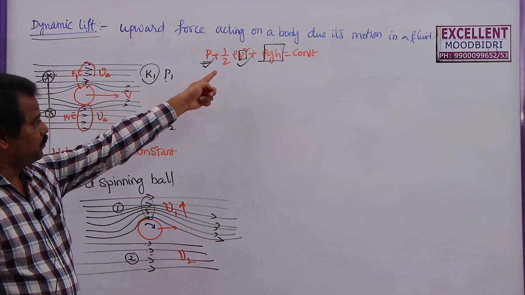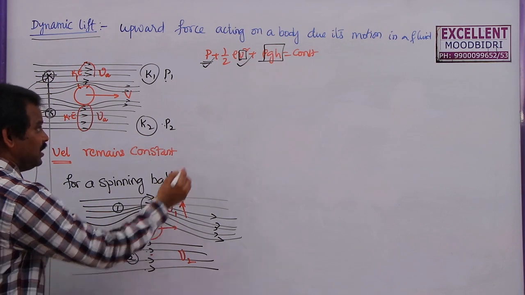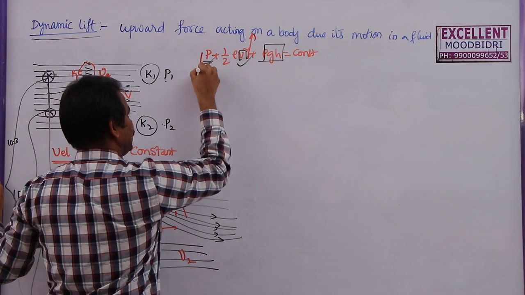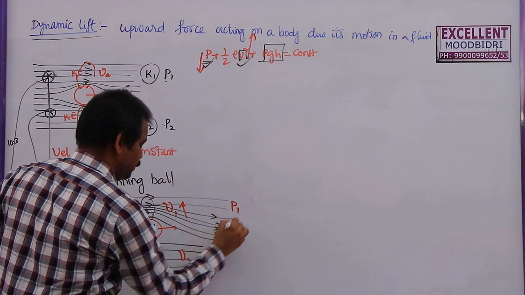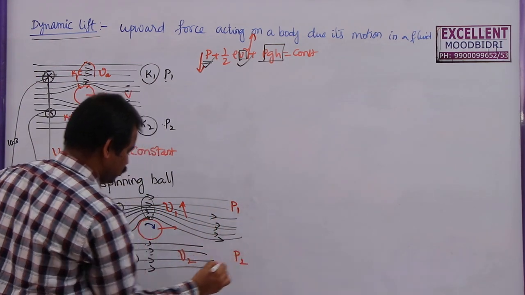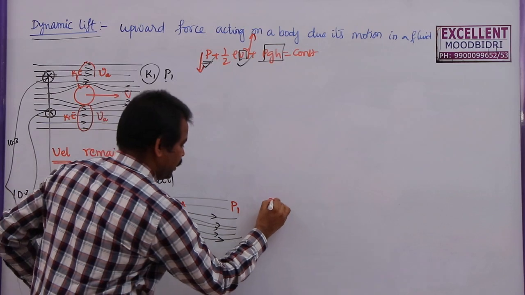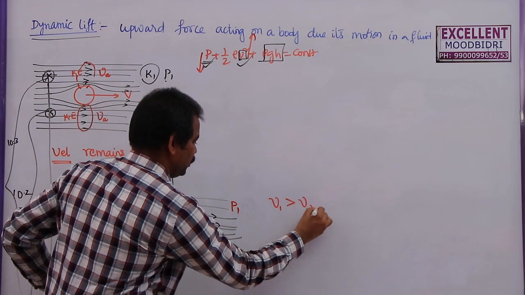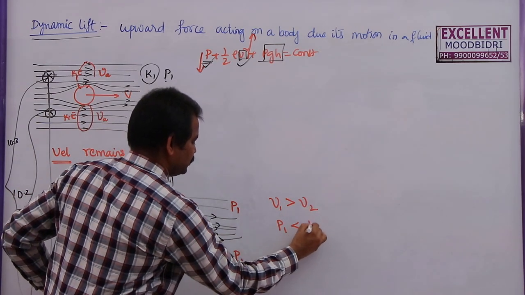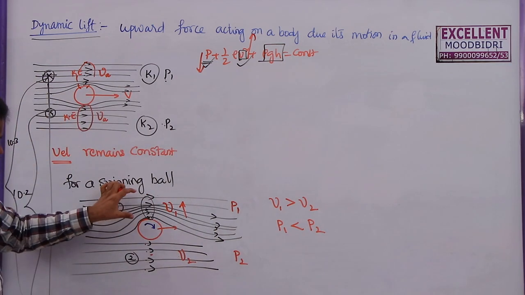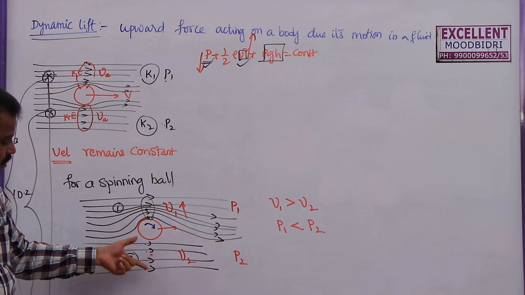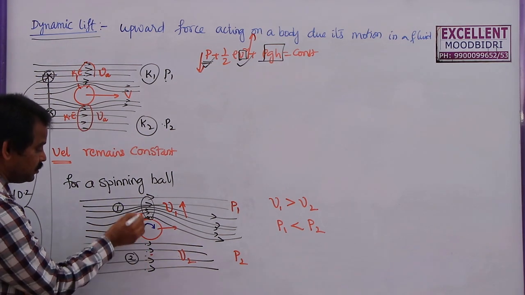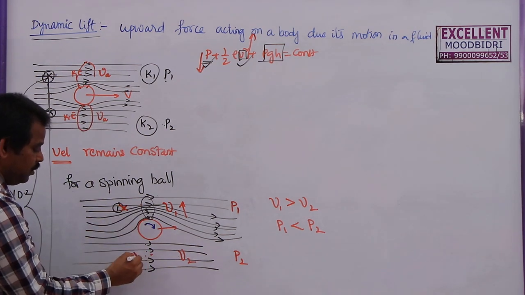Now, by applying Bernoulli's theorem, wherever velocity is more, the pressure energy will be less. So due to this, what happens? The pressure energy here is P1, pressure energy here is P2. So out of these two, what can we write? V1 greater than V2 and P1 less than P2. As the air velocity is more above the ball, pressure energy will be less; here pressure energy will be more. So there is a pressure difference between point 1 and point 2.